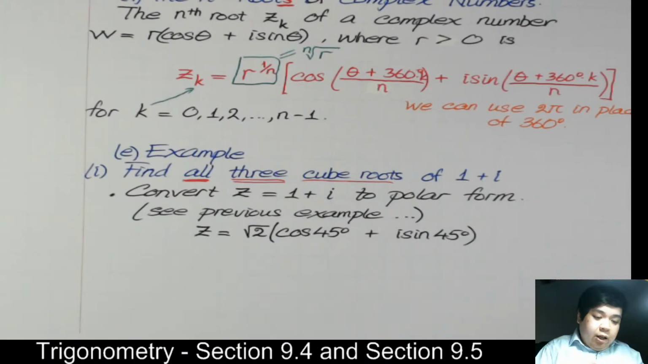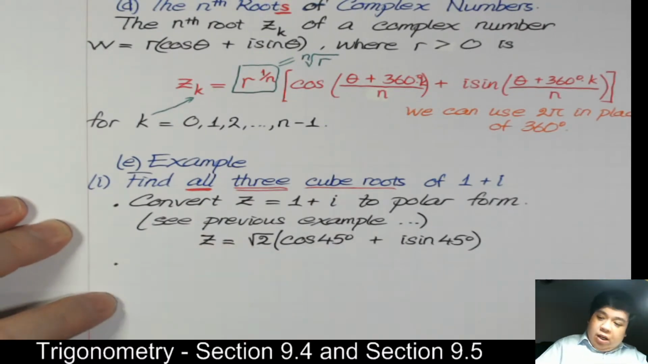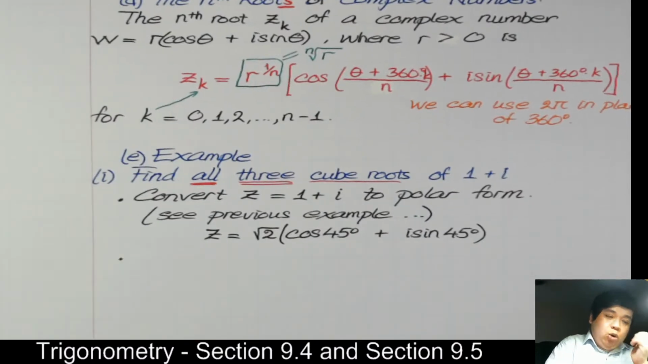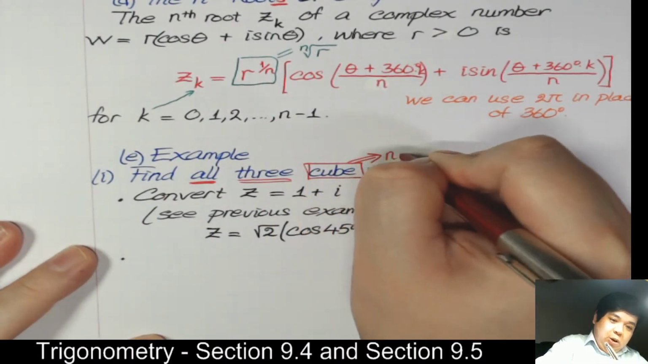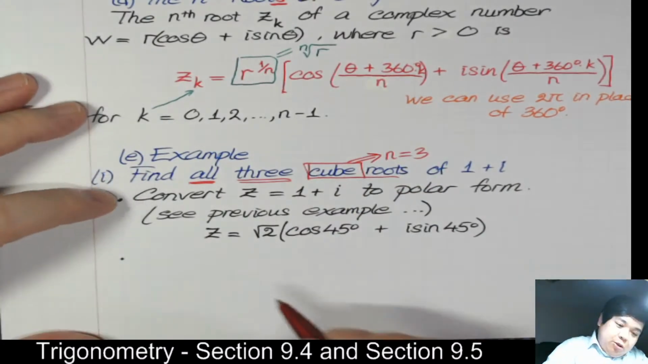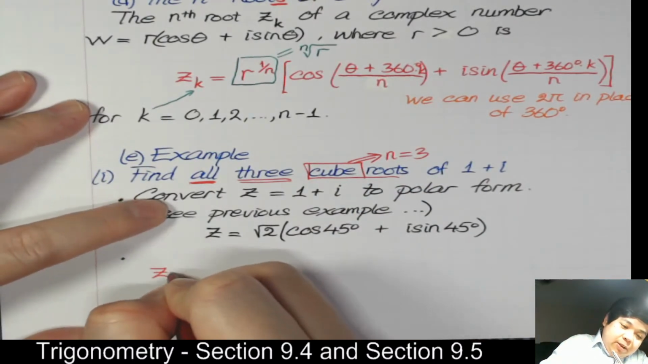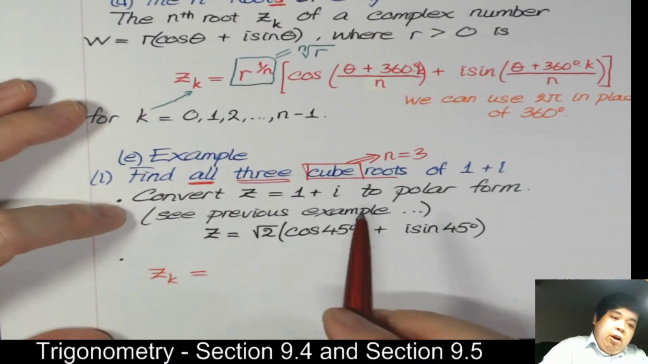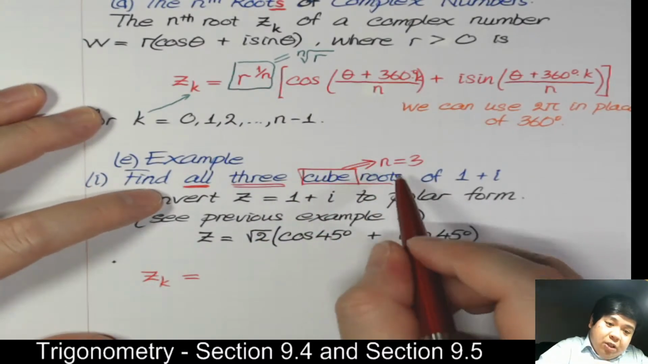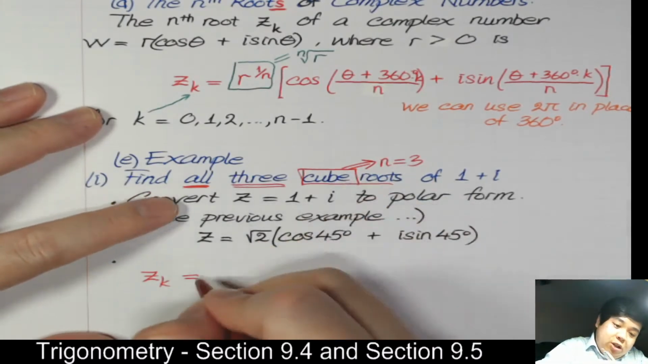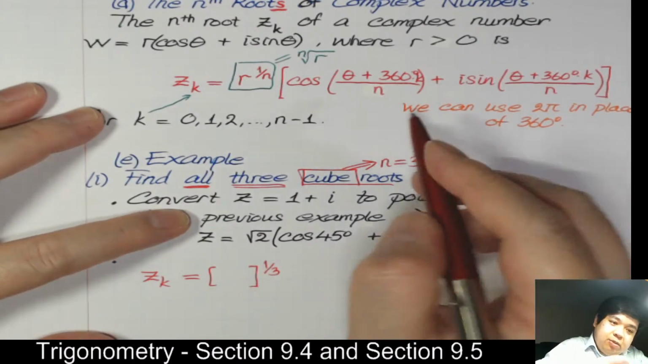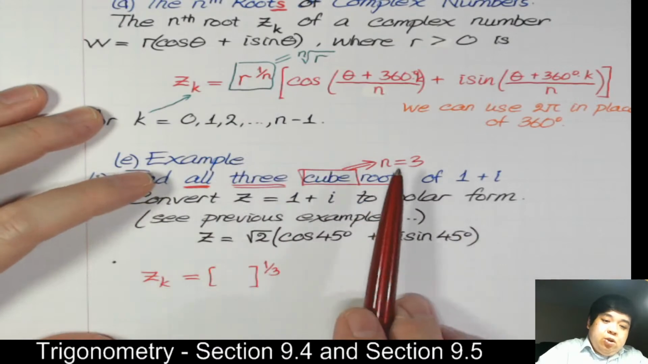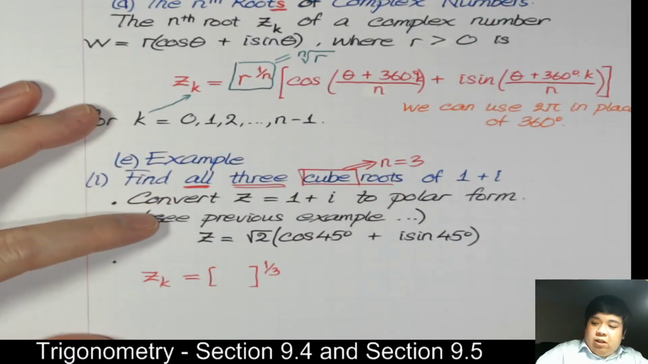Right. Now we apply the theorem. The theorem says there are only 3 roots. By the way, it's a cube root, because it's cube, and it's equal to 3, right? So in that case, we say z sub k equal to, the theorem says we're going to take the cube root of square root of 2, or we just have the modulus to the 1/3. Same thing. So n is 3, so this is 1/3, and we have square root of 2.